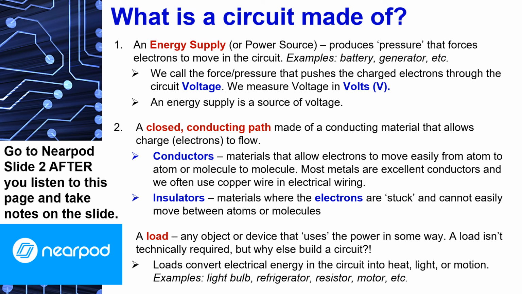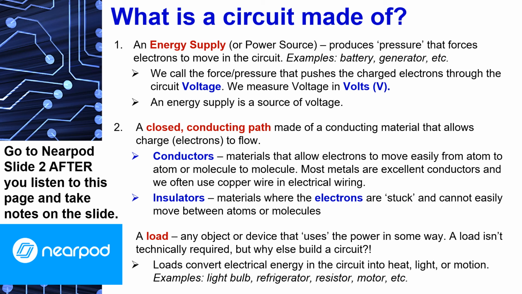First of all, if you want to have a circuit that works, that does something, then you have to have some source of energy, or sometimes we call this a power source. This energy is electrical energy, and it is what pushes the electrons through the wire, let's say, in your circuit.